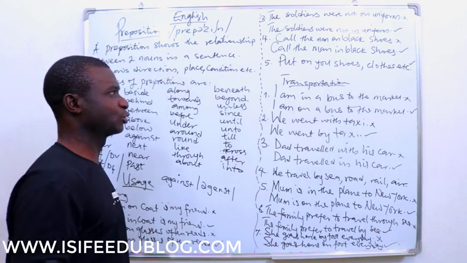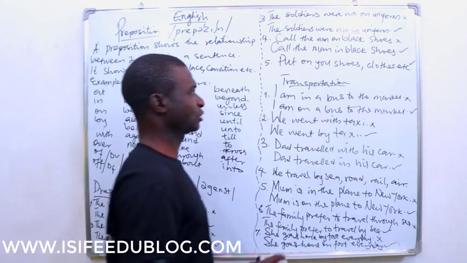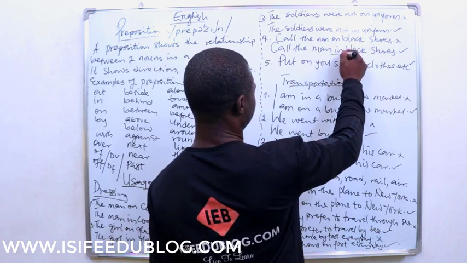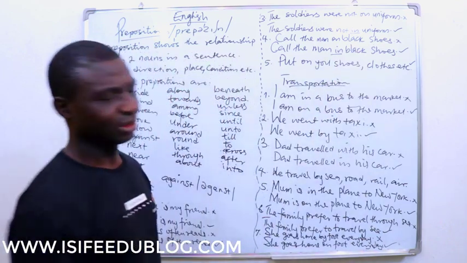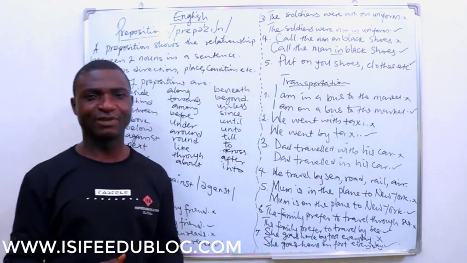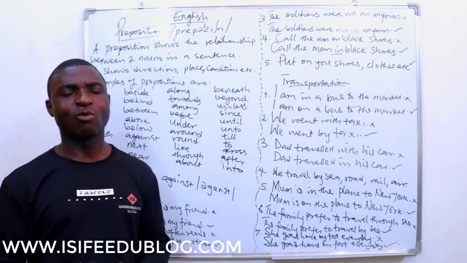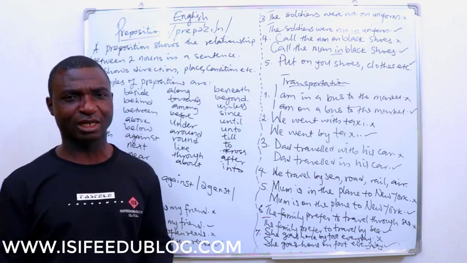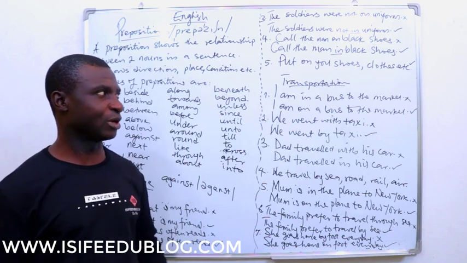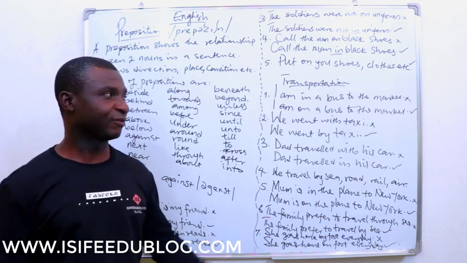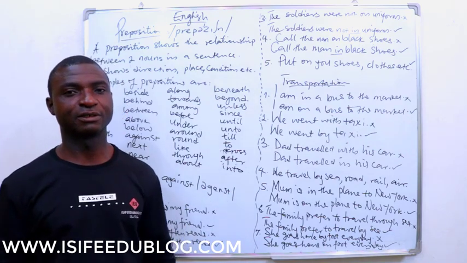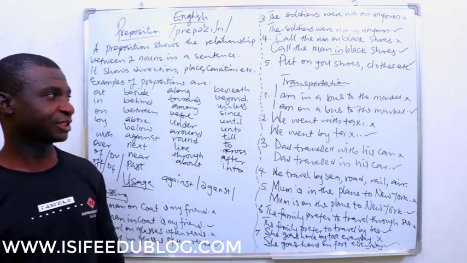Call the man on black shoes. No, that's wrong. So you call the man in black shoes. In hats. Whatever it is you're wearing that covers you, you are in it. Even your finger is in the ring. Alright? Your finger is in the ring.